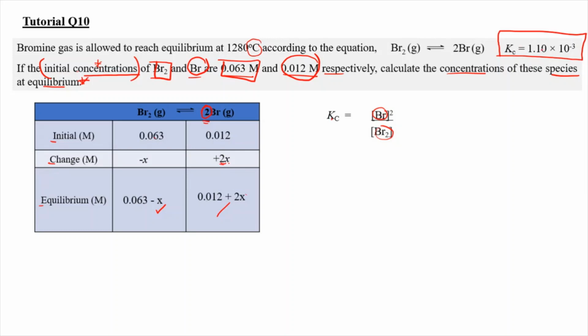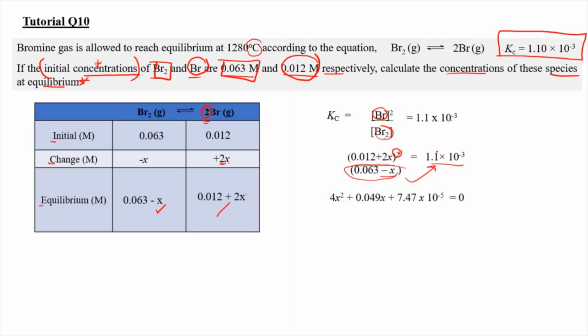And then Kc is also equal to 1.1 times 10 to the power of negative 3. So now we substitute the values. So (0.012 plus 2x) squared, so don't forget the square, and then Br2 is 0.063 minus x, is equal to this value here. So this part here, we're going to bring to the left-hand side, multiply it on this side, and then rearrange to make a quadratic equation, ax squared plus bx plus c equals 0. When you put it inside your calculator and solve the quadratic equation, you're going to get two values.